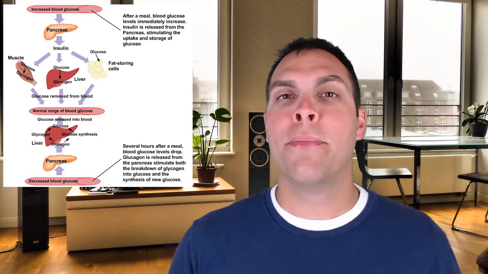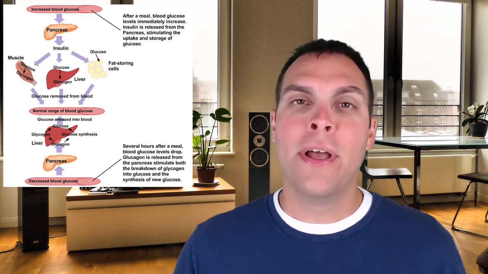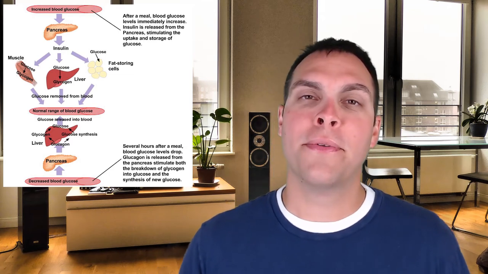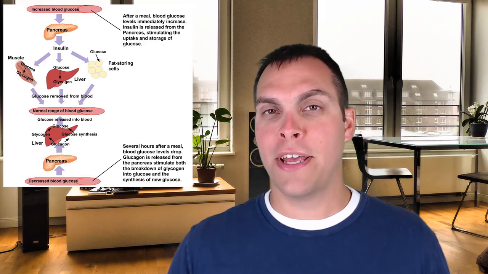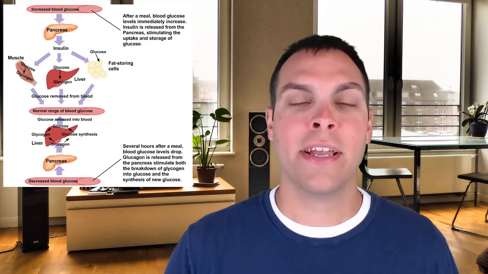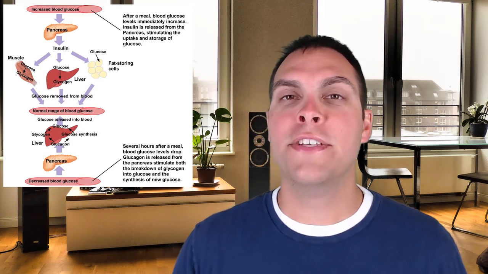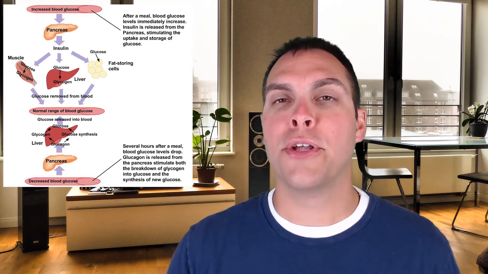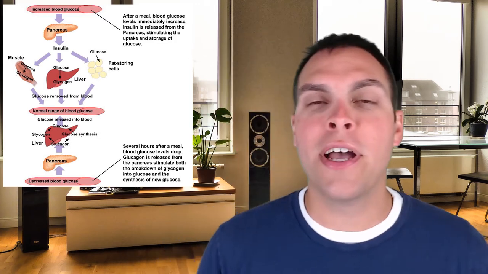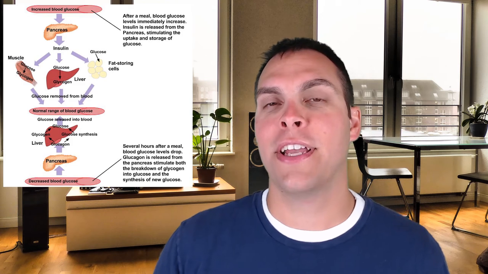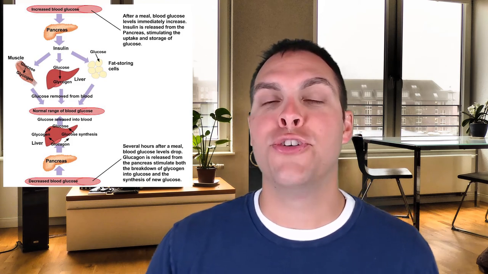In fact, when blood glucose levels get too low, your body secretes another hormone. The pancreas has another group of cells that are also actively monitoring your blood glucose levels, and these ones secrete another thing called glucagon. So glucagon has the opposite effect of insulin. It's the signal that your blood glucose is too low.